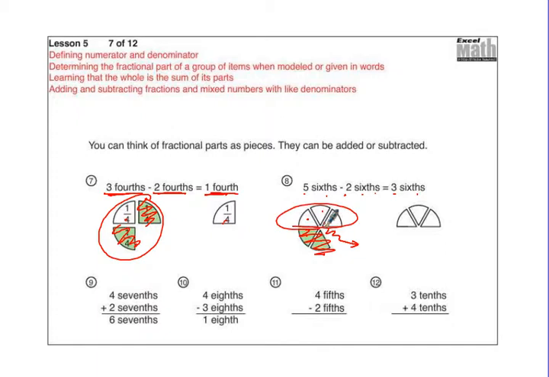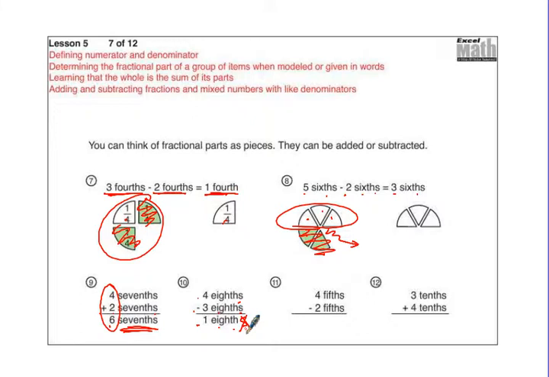Okay, look at number 9. 4/7 plus 2/7 equals 6/7. 4 plus 2 equals 6. Notice we're only adding the numerator in these fractions. The denominator stays the same. 4/8 take away 3/8 equals 1/8. Notice there's no S on the end because it's only 1/8.